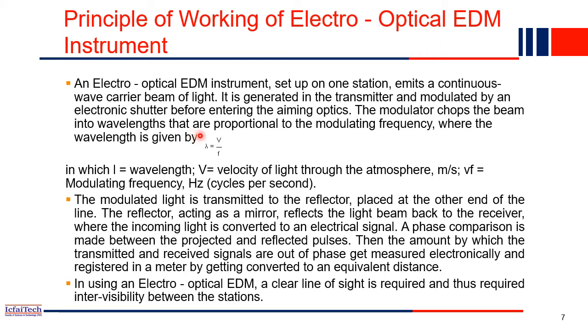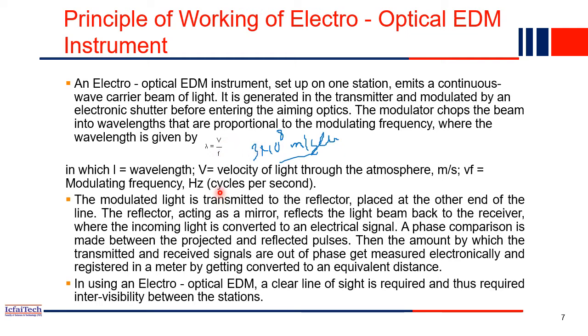So the wavelength of this optical wave will be v by f. What is v? V is the velocity of light through the atmosphere. The velocity of light we already know, right? What is the standard velocity of light? 3 into 10 to the power of 8 meters per second. So this is the velocity of light in normal atmosphere. That is the value we consider.